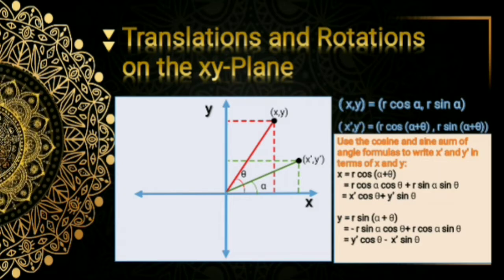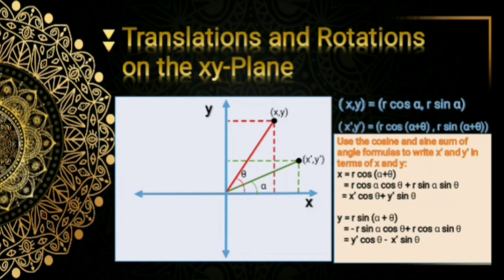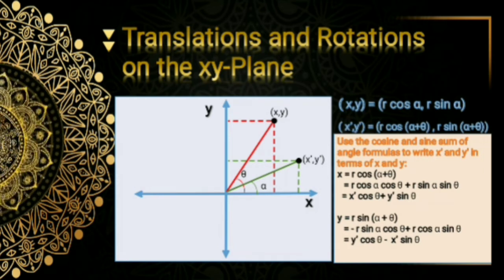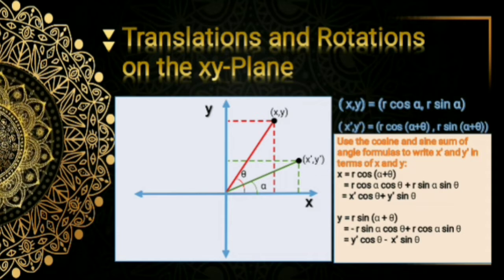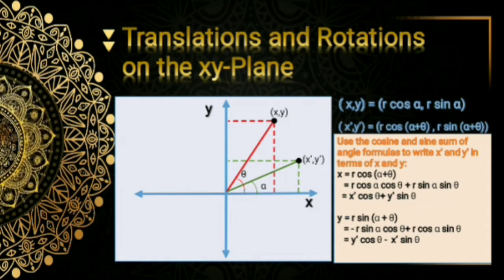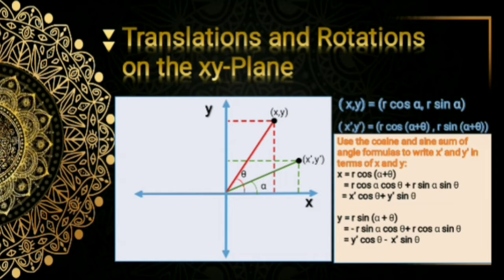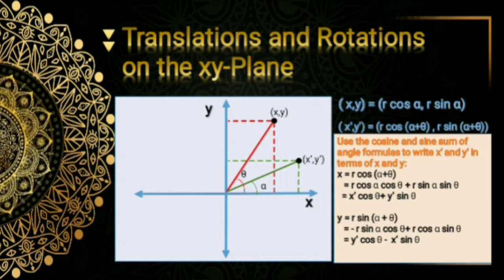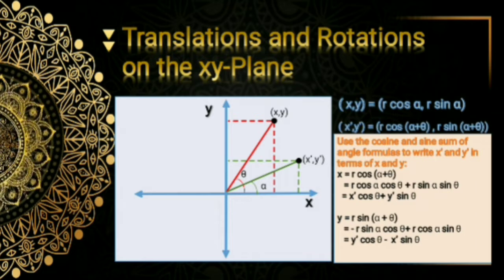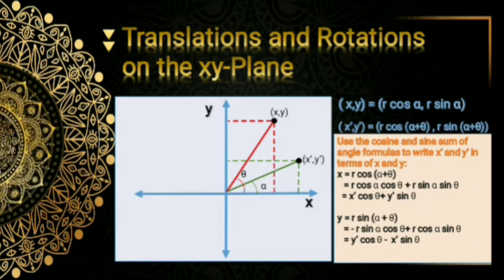plus theta, which is equal to r cos alpha cos theta plus r sin alpha sin theta, which is equal to x prime cos theta plus y prime sin theta. Y is equal to r sin alpha plus theta, which is equal to negative r sin alpha cos theta plus r cos alpha sin theta, which is equal to y prime cos theta minus x prime sin theta.